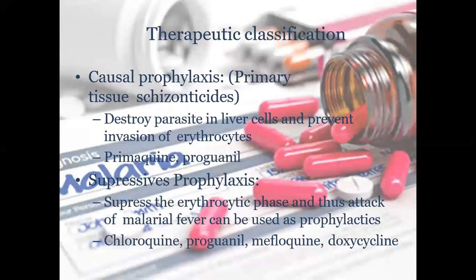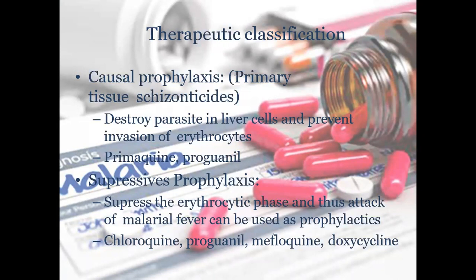Previously, we have learned that before reaching the liver, the parasites are not mature, immature. But after reaching the liver, the parasites get matured. After 48 to 72 hours, they go to the bloodstream and infect the whole blood. So in casual prophylaxis, primary tissue schizonticides destroy the parasites in the liver cells and prevent the invasion of erythrocytes. That means the parasites do not reach the bloodstream. The drugs used in this case are primaquine, proguanil.